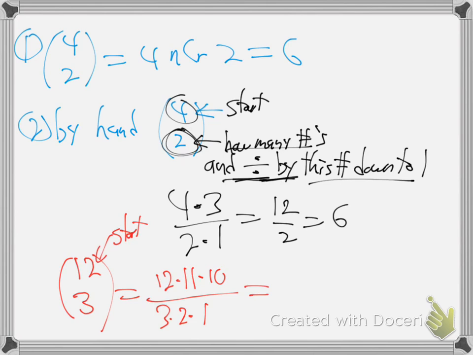So whatever that comes out to be, whatever. So you can do nCr by calculator. You can do it by hand. Start at the top number, do 2 numbers, divide by the second number down to 1. And wait, there's more, like an infomercial. There is more. If you want, there's a third way, Pascal's triangle.